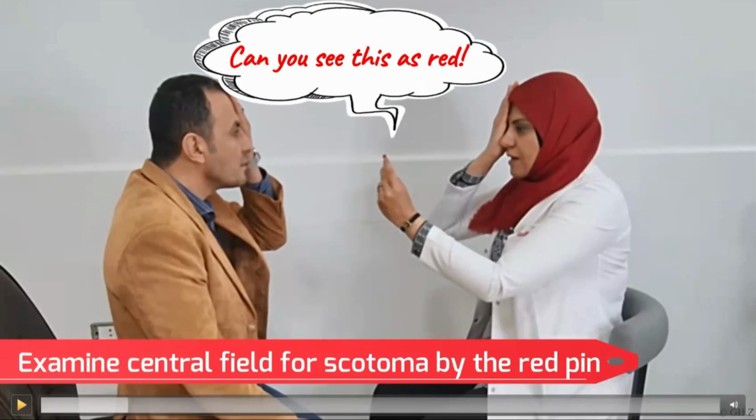And generally speaking, we use the red pen for what? For central fields, to examine the central fields, for any scotoma, central scotoma, enlarged blind spot, paracentral scotoma, or the blind spot itself, which is physiological. Anything you want to examine in the central field, it's better to use the red pen. If you want to use the white pen, it's not incorrect. You can use it, but in order to improve the sensitivity of the test, you need a smaller target and you need the red color.